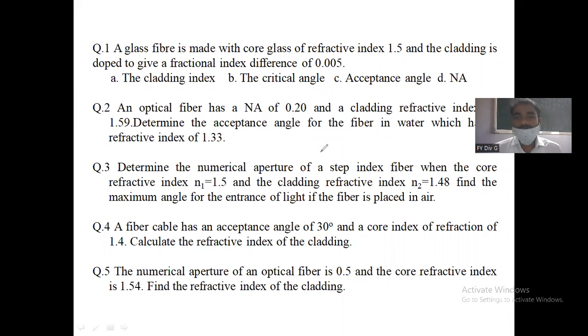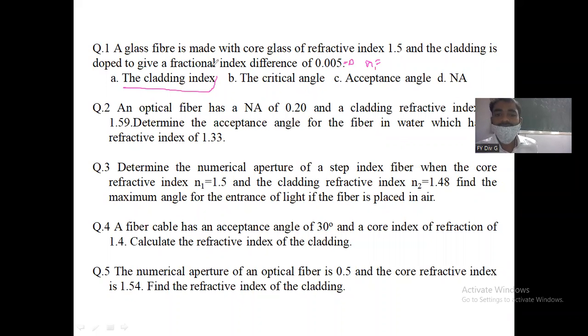Okay, what is the second value? And the cladding is doped to give a fractional index difference, that is 0.005. What is 0.005 the value of? Delta, right? Delta is equal to 0.005. So what is asked first? To find the refractive index of the cladding region. What is the refractive index of the cladding region?